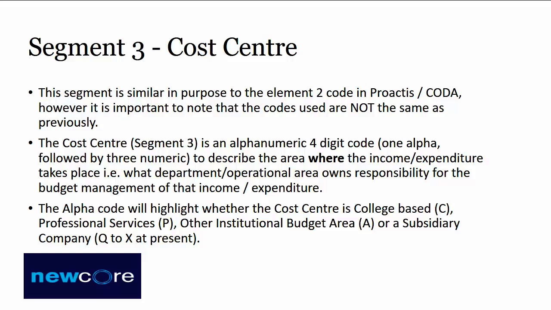Cost center, very similar to the element 2 code. So obviously there has been a remapping exercise that has gone on, because even though it's similar in purpose, again, the codes are changing. So this will be alphanumeric characters as opposed to 4 letters. There is some method to how the codes were created. So we have college-based starting with a C, professional services starting with P. If there are other institutional areas, they start with A, subsidiary companies Q to X at present, and then followed by that letter, followed by 3 digits.